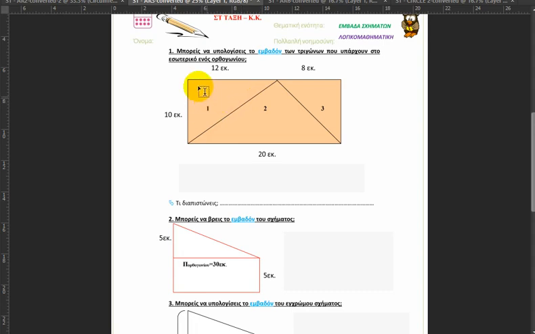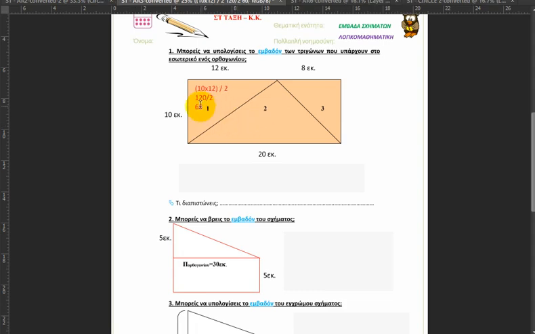So we're going to figure out 1 and 3 first, which are the easy ones. So this is going to be 10 times 12, and all of what we find divided by 2. 10 times 12 gives me 120, divided by 2 is going to give me 60.